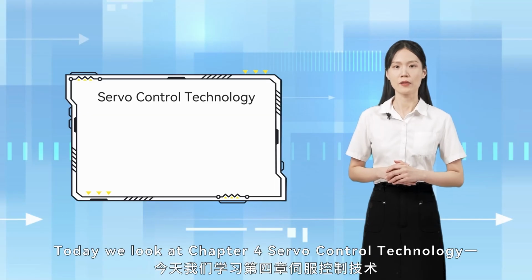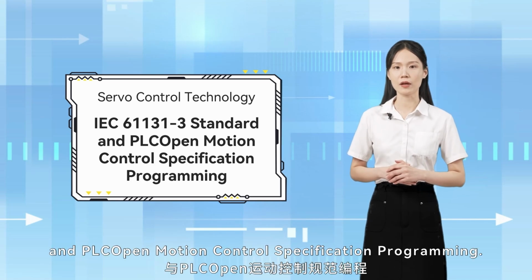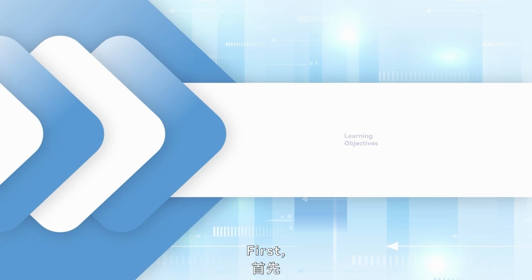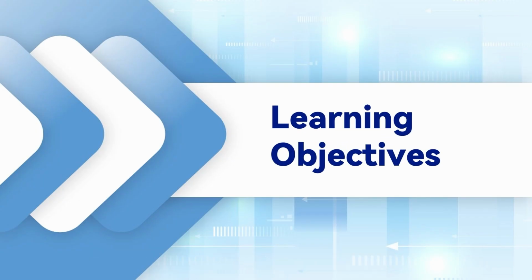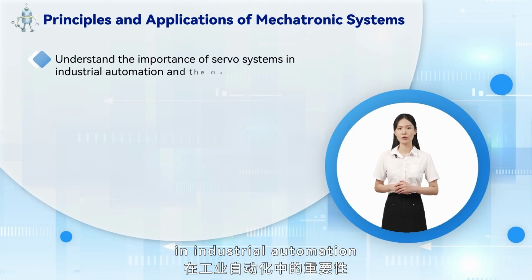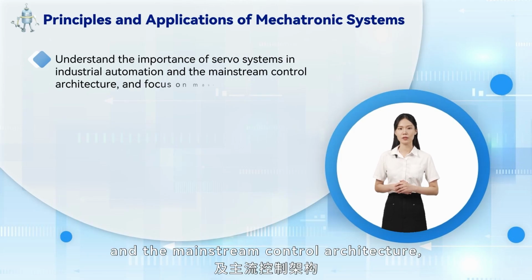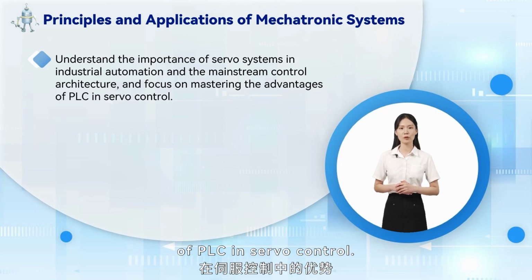Today we look at Chapter 4 Servo Control Technology, IEC 61131-3 Standard, and PLCOpen Motion Control Specification Programming. First, let's clarify the learning objectives of this lesson. Understand the importance of servo systems in industrial automation and the mainstream control architecture, and focus on mastering the advantages of PLC and servo control.